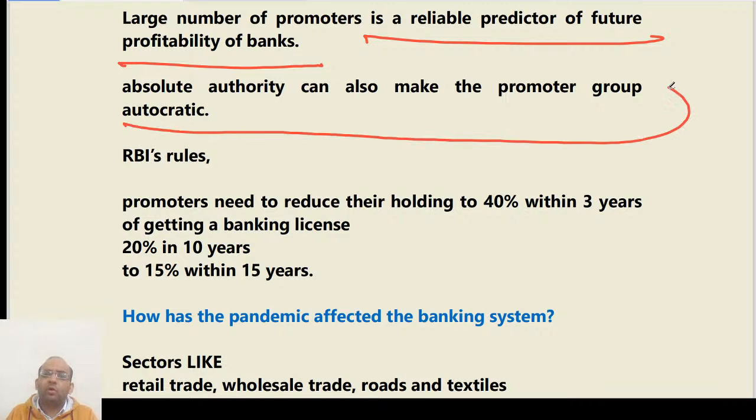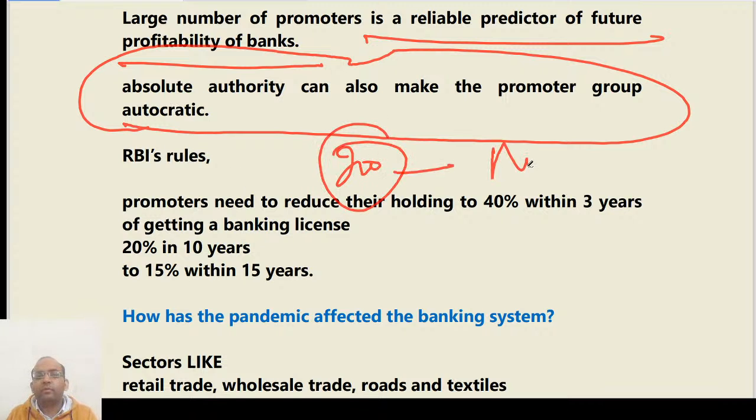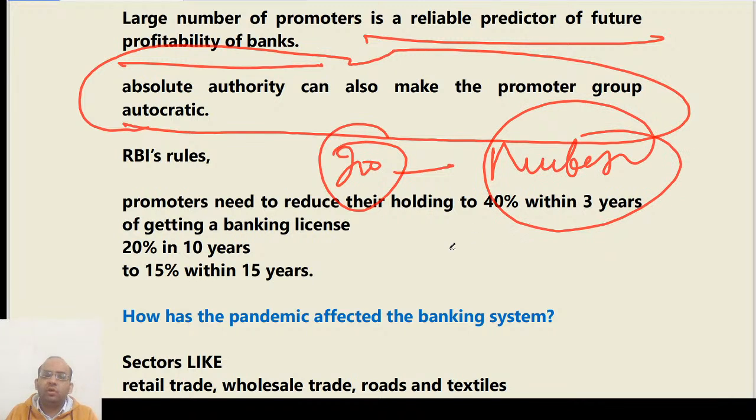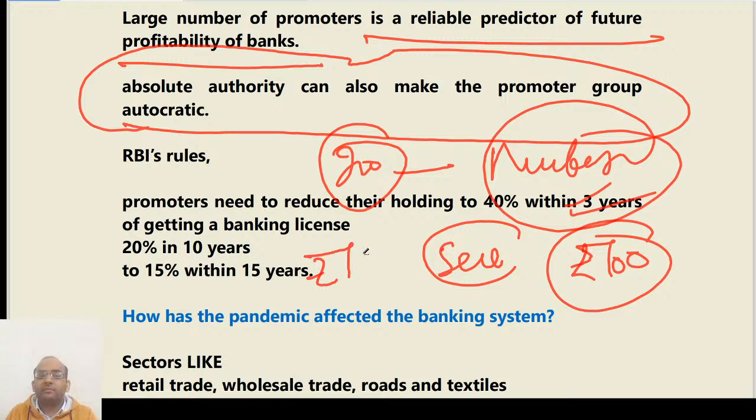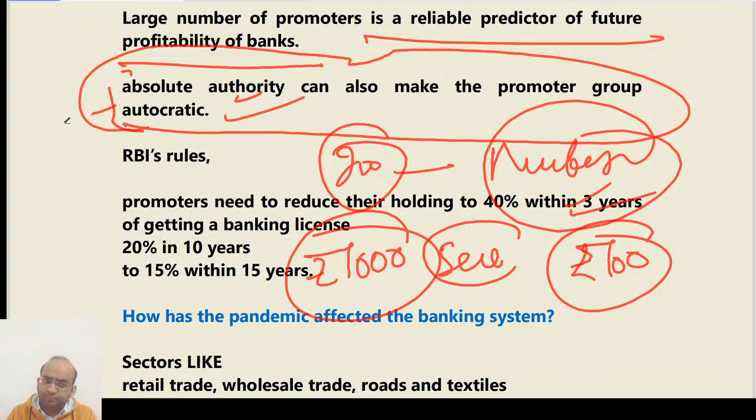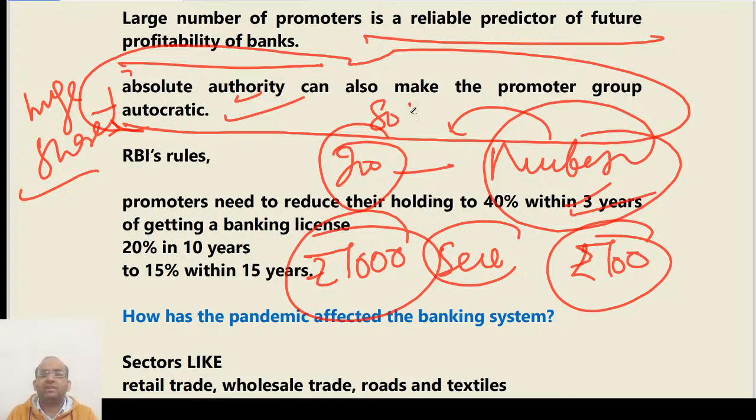But absolute authority can also make a promoter group autocratic. For example, in Jio, there is the absolute authority of Mukesh Ambani. If he wants to sell Jio telecom service free of cost, he can do so. If he wants to charge 100 rupees per month, he can do so. If he wants to charge 1000 rupees per month, he can do so because of their absolute authority. Why do they have absolute authority? Because they have huge shares with them. Like in Jio, Mukesh Ambani has more than 80% shares. So all the decisions he can easily take.